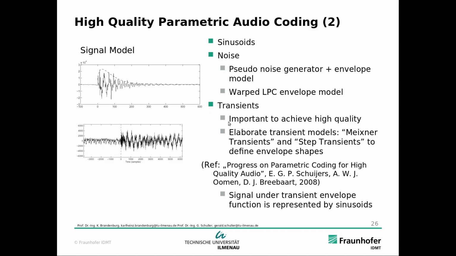Transients are important to achieve high quality. In the standard there are elaborate transient models, for instance the Meixner transients, which you can see here. This dashed line is an example for it. And there are also step transients. This would be an example, just a simple step. These define envelope shapes. Here's the reference for it, Progress on Parametric Coding for High Quality Audio from 2008. The signal under the transient envelope function is represented by sinusoids.